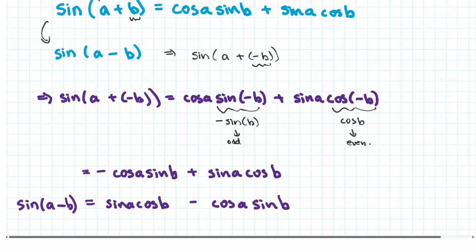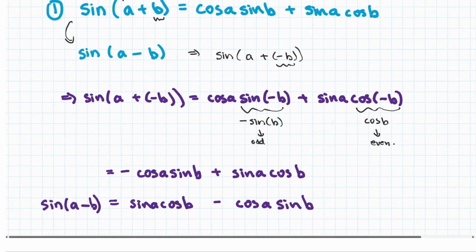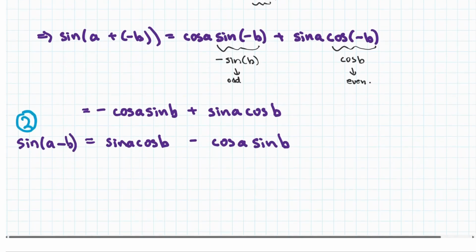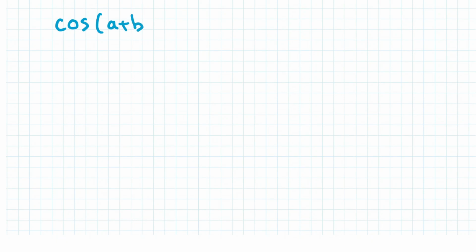So now we have two so far. Let's go ahead and label those. We've got our first one here for sine of A plus B, and our second one right over there for sine A minus B. But what about cosine? We want to figure out those compound angle identities as well. So we're going to do a similar process. We're going to start with cos of A plus B. I'm going to give this one to you, and we're going to derive the negative one. So this equals cos A cos B minus sine A sine B.